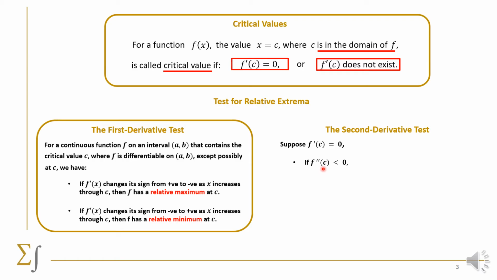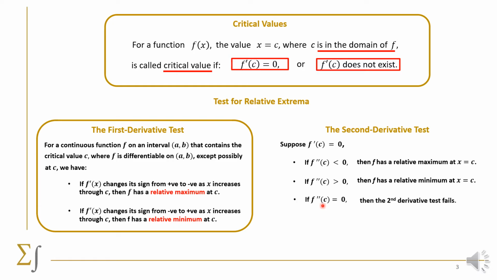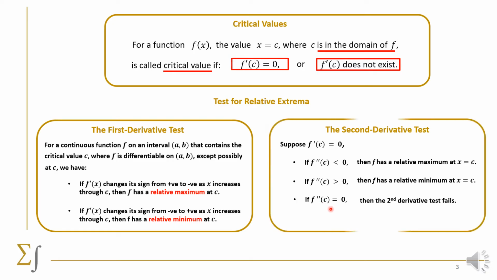If f double prime of c is less than 0, then we say that the function attains its maximum at x equals c. Also, in the second case, if we have the second derivative of f evaluated at c greater than 0, then we say that f has a relative minimum at x equals c. The third situation is when the test fails, when f double prime of c is equal to 0. In such a case, we say that the second derivative test fails and we have to go back to the first derivative test.